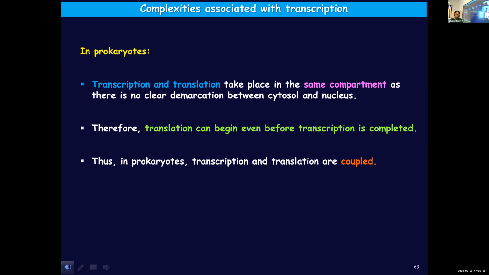But in eukaryotes, the case is different. Translation and transcription take place at different sites. Translation occurs in the cytoplasm and transcription in the nucleus, because eukaryotes have a well-defined nuclear membrane. Hope you have understood. Any doubts? Let me know.